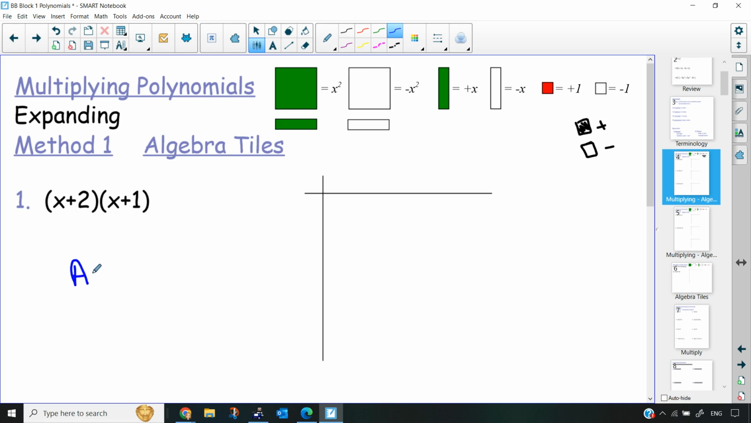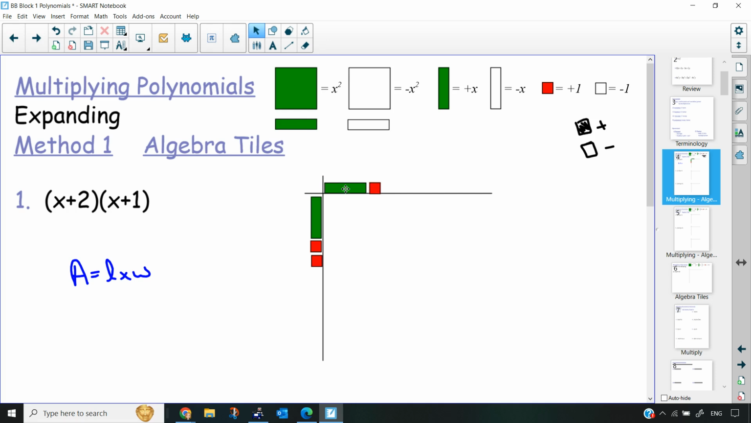Now, as we get into multiplying with algebra tiles, essentially what we're doing is creating an area model. Remember that area of a rectangle is length times width. So I'm just going to have my x plus 2 as my length and my x plus 1 as my width, or vice versa. The first thing I'm going to do is set up that length and width. So x plus 2 would give me x and a positive 2. And then for the other side, I'm going to have x plus 1. So that's going to be x and a positive 1.